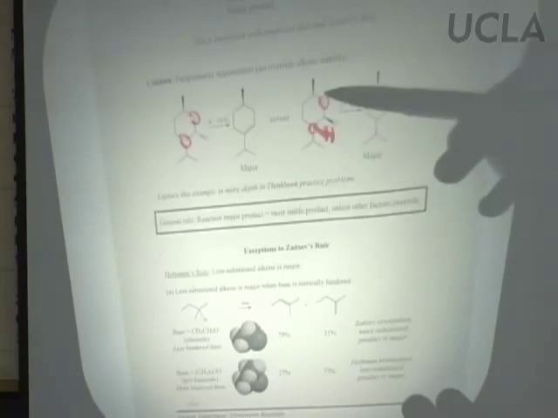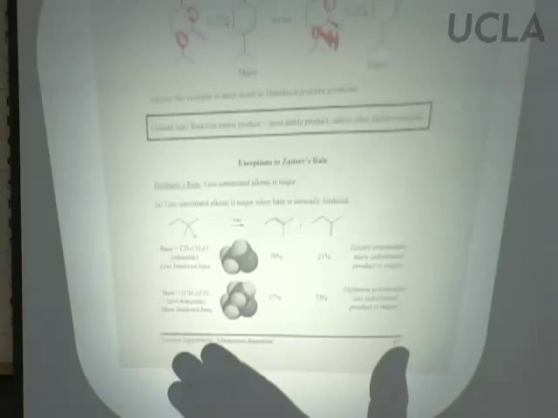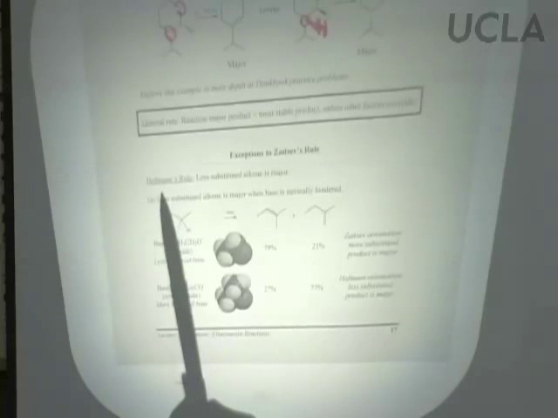We've just said that. Now, what we've seen here is going to lead us into our next idea, exceptions to Zaitsev's rule. This is an exception to Zaitsev's rule. Zaitsev's rule said elimination gives you the most substituted alkene. Well, here it gave the less substituted alkene. There are some other exceptions to Zaitsev's rule that we run into occasionally that are worth talking about. And when Zaitsev's rule is violated, when the elimination gives the less substituted alkene, we call that Hofmann's rule, named after some guy, Smith.